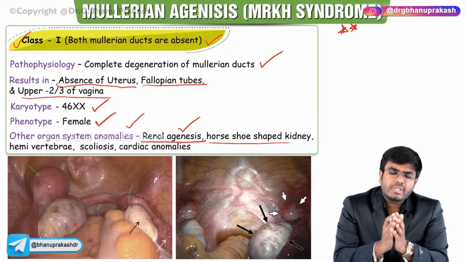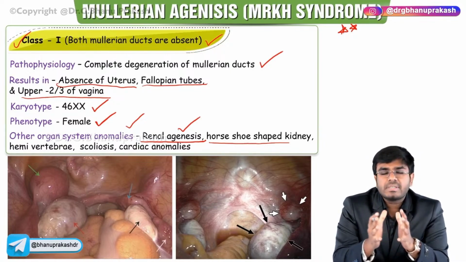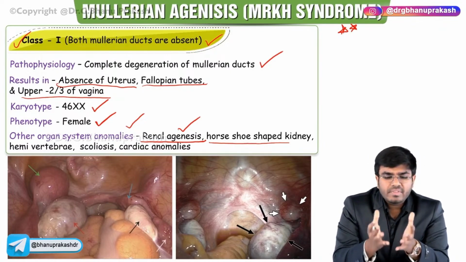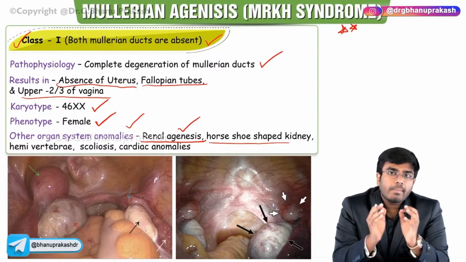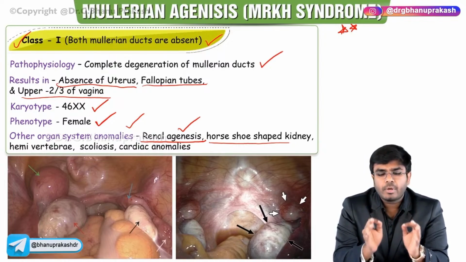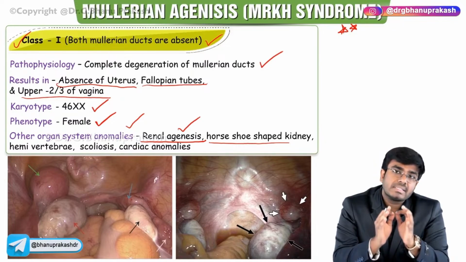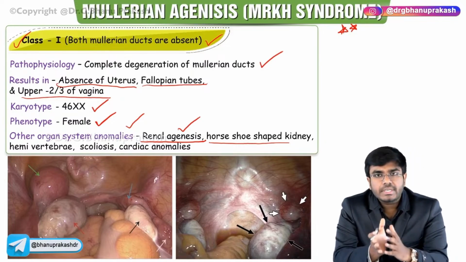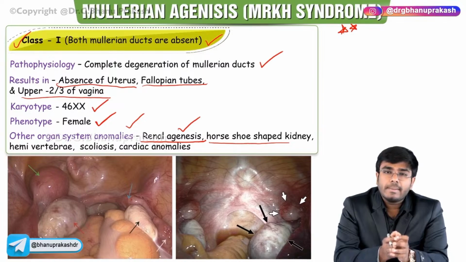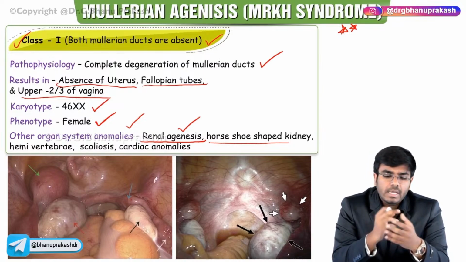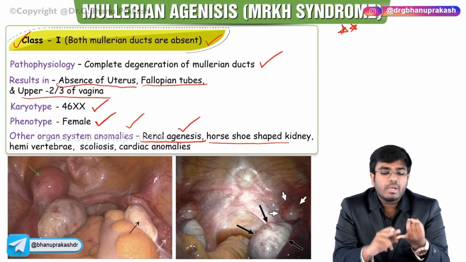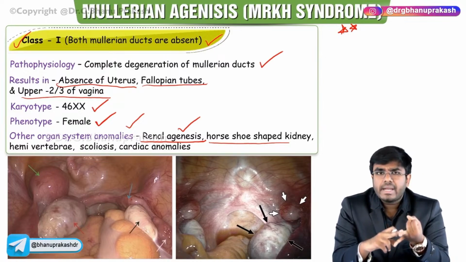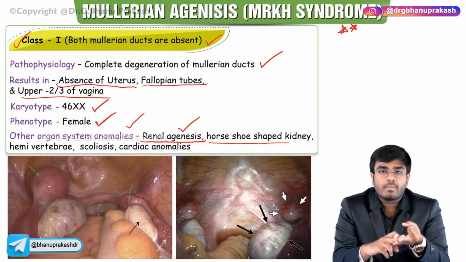Now, the question is how she is going to present to the clinic. She is going to present at the age of puberty, around 15 or 16 years, with the chief complaint of primary amenorrhea. She hasn't started her menses yet. She is almost 16 years, but no menses have started. But what about the secondary sexual characters? Her breast development is absolutely normal. Her axillary hair development is normal. Pubic hair development is normal.